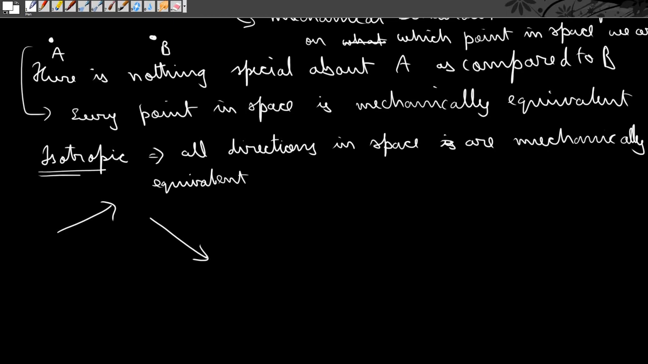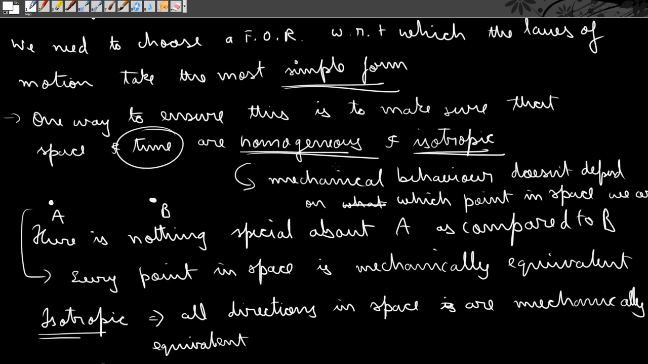So similarly, time is homogeneous, which means that a particle is going to behave mechanically in the same way at different instances of time. So there is nothing special about two different instances of time, just as we saw that there is nothing special about two different points in space. And since time is only along one line, its dimension is just one, so it doesn't make sense to talk about the isotropic property of time, because there is only one direction here. There are no many directions in the case of time. So time is just homogeneous and space is homogeneous and isotropic.